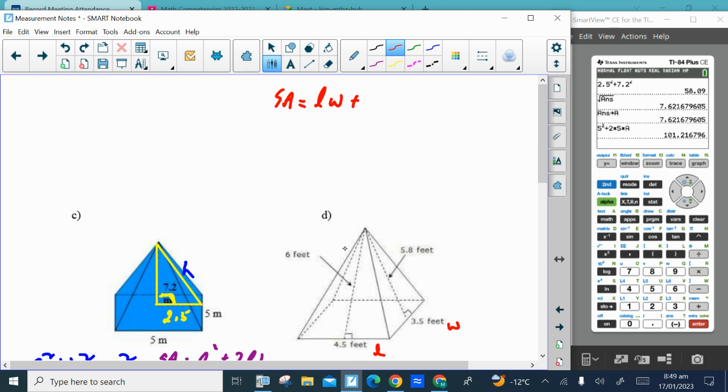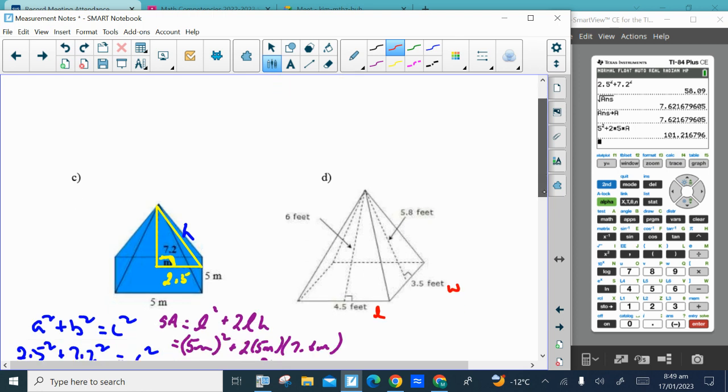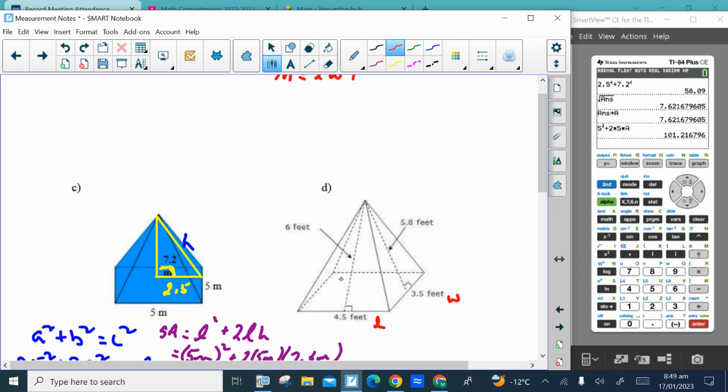And you can see the front piece has a base of 4.5 and a height of 6 feet. And the back piece is exactly the same. So we're going to have 2 of these triangular faces. So what I'm going to do is I'm going to say that H1 represents height that corresponds to the triangle with a base of L, and I'll say that the 5.8 is H2, height 2.